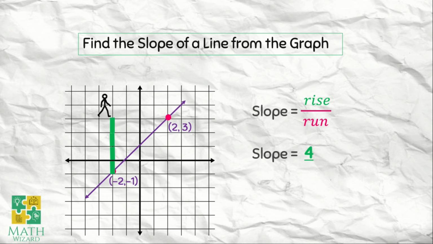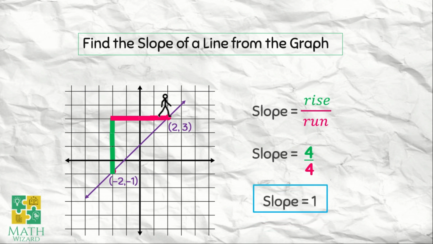So, let's count naman our movement to the right. 1, 2, 3, 4. So, we have 4 over 4. Therefore, our slope is positive 1.